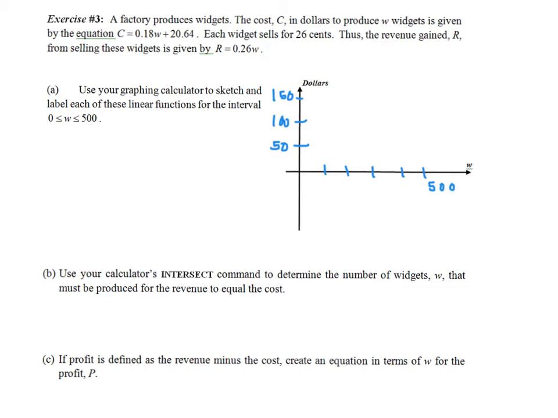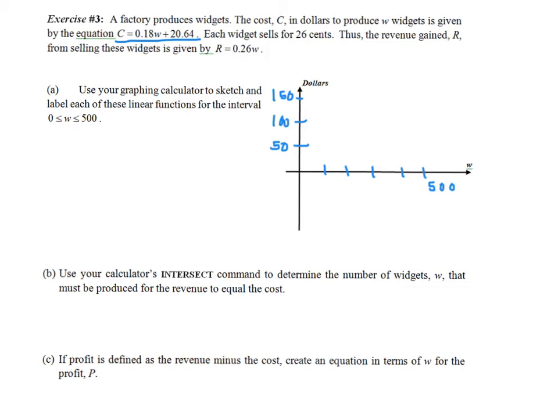So for the first part, we want to graph both of these functions using our graphing calculator. We're going to want to make a table of values. We're going to want to change the window on our graphing calculator. I'm going to do 2 different colors for my function. So let's start with the blue function for cost. The cost is equal to 0.18W plus 20.64.